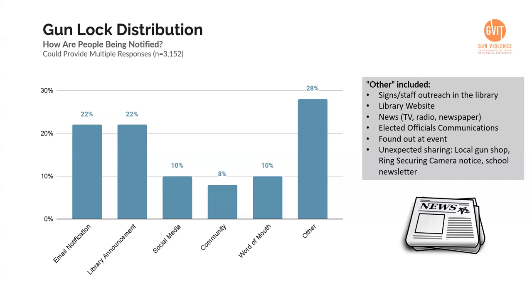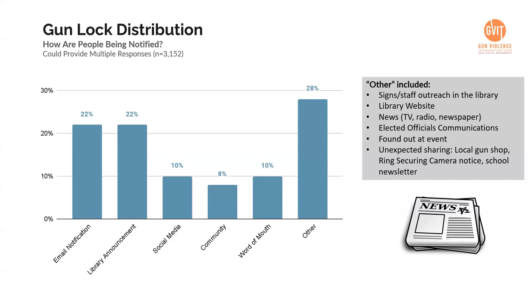So in this particular slide, you'll see how people are being notified. I love that finding out by word of mouth and by social media are the same at 10%. But I also noticed that email and library announcements are each at 22%. That's pretty significant. You'll also see on the right-hand side that 28% represents other ways that community members have relayed to the staff how they found out about the initiative and the resource.